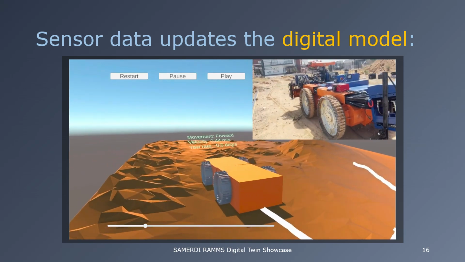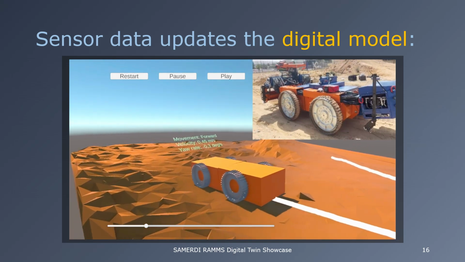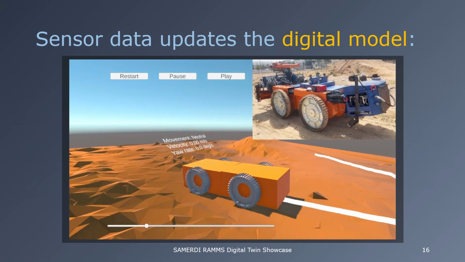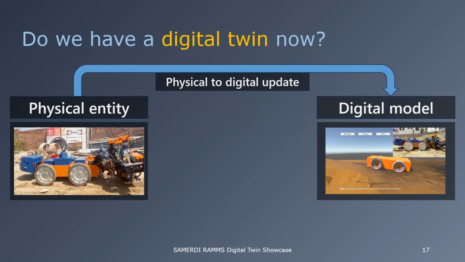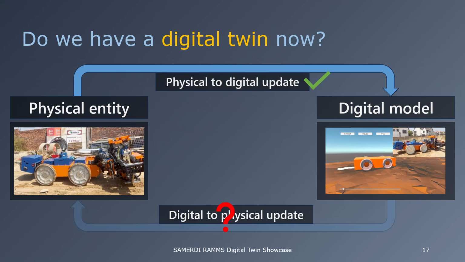Alright, that's more or less all I wanted to show in this video, is that we have this digital model that's mirroring reality with real-time data being fed into it. So do we now have a digital twin? Well, we do have our physical to digital updating process. That's a big plus. But do we have something in our digital model that is influencing our physical entity? And the answer is no. Nothing that happens in the digital space influences this physical entity. So we don't have a digital twin yet.